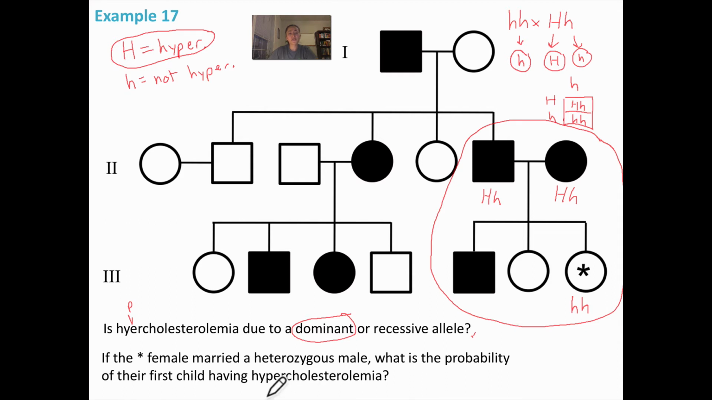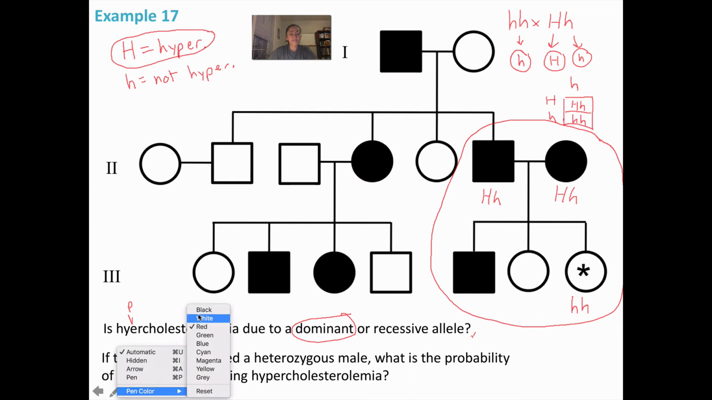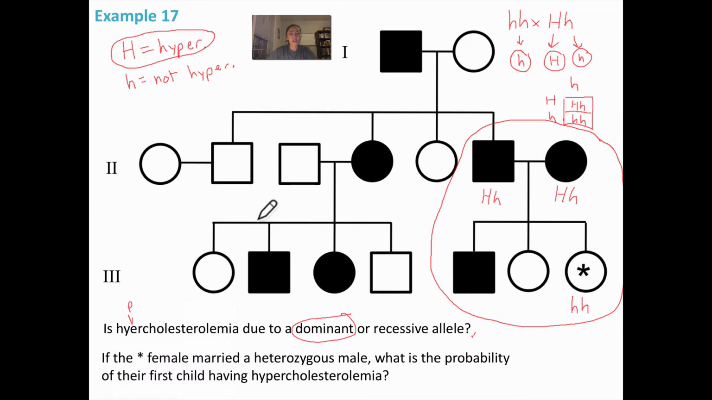What is the probability the first child will have hypercholesterolemia? Well, if we look over here, hypercholesterolemia is due to the dominant allele. So it looks like this offspring would have it, and that would be 1 out of 2, so a half. The probability is a half, or 50%. And that's your answer.